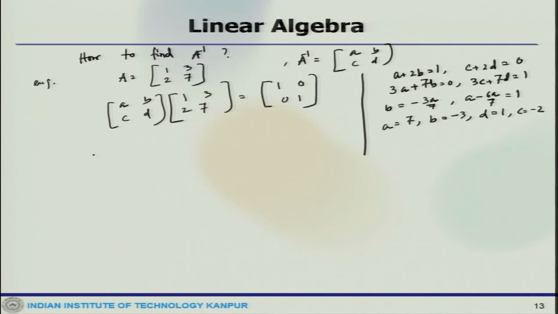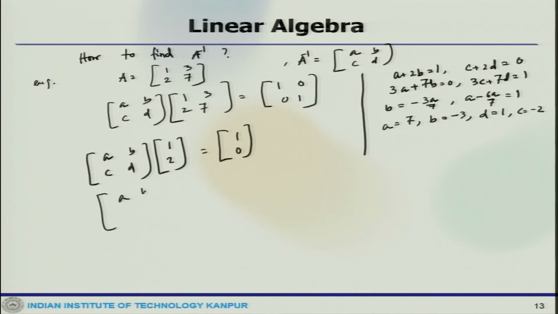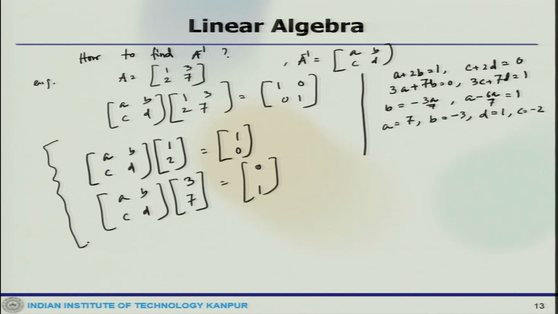The point here is that if [a b; c d] is multiplied with the first column [1 2], this will get us [1 0], and if it is multiplied with [3 7], this should be [0 1]. So, this is what it actually does. Okay. This is one way to do that.